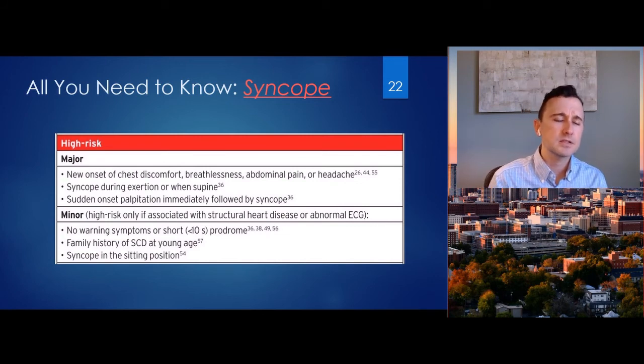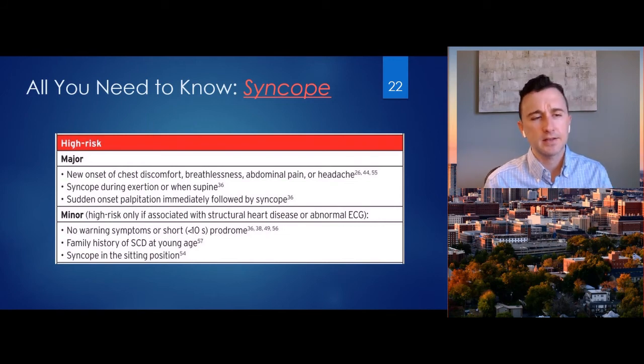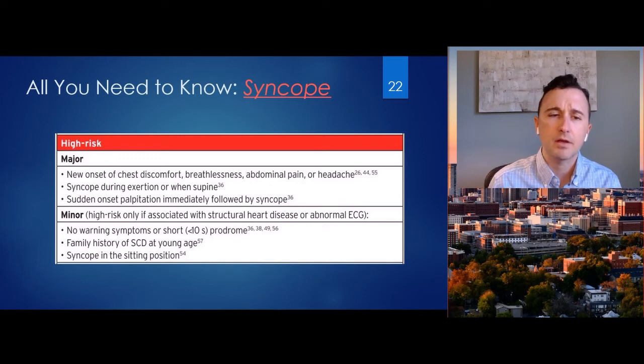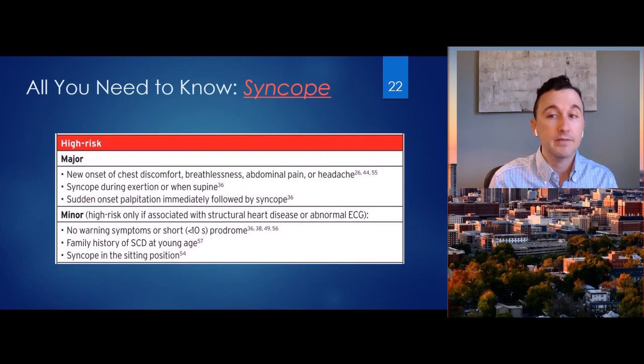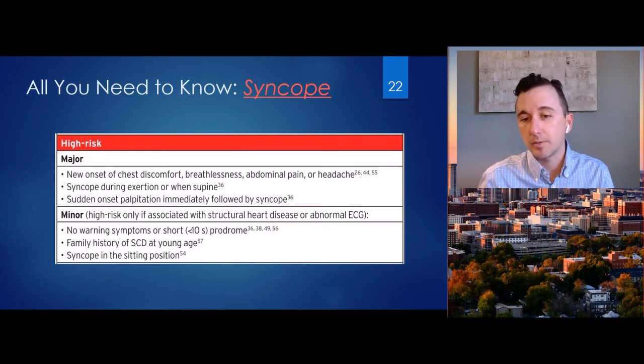Now, these other things, the ESC guidelines say that these are minor risk unless it's associated with structural heart disease or an abnormal EKG. That's probably true, but I think you should take these things seriously. So if it occurs with no prodrome, if it occurs while sitting, or if there's a strong family history of sudden cardiac death, those are the cases you probably need to take a little bit more seriously.